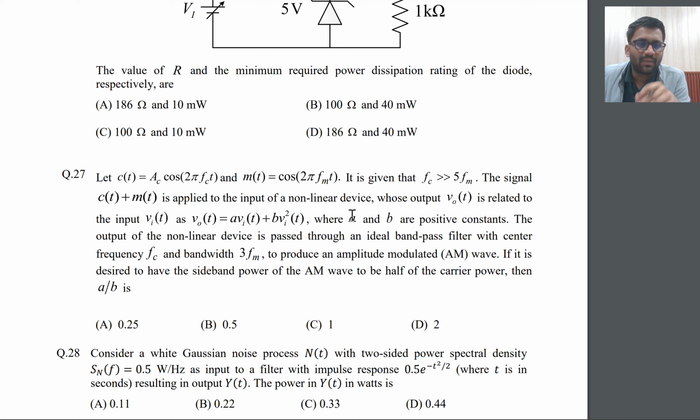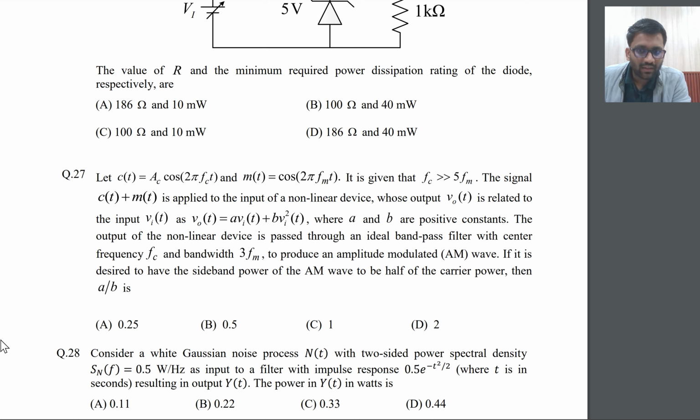Till this point, I am very comfortable. Then it is passed through a band pass filter with center frequency FC and bandwidth 3 FM. Since I have studied communication and signals and systems, till this point I am completely comfortable with what the question is saying and what I need to do.